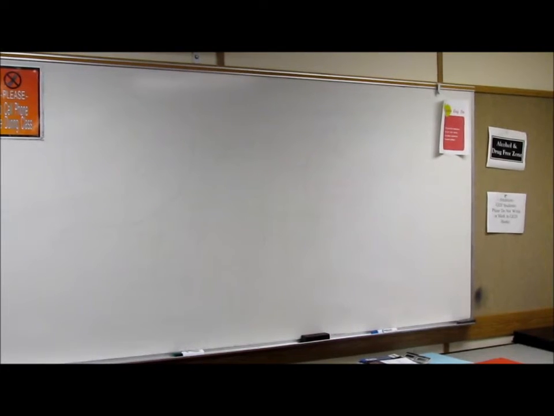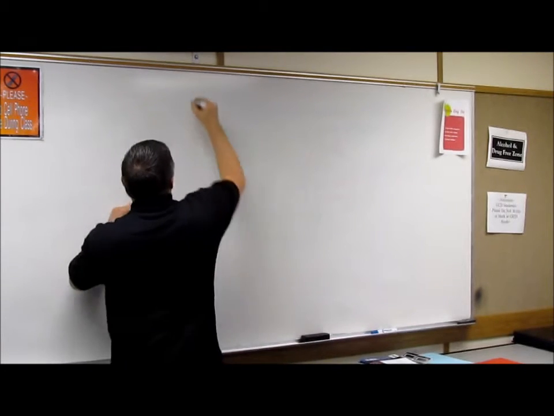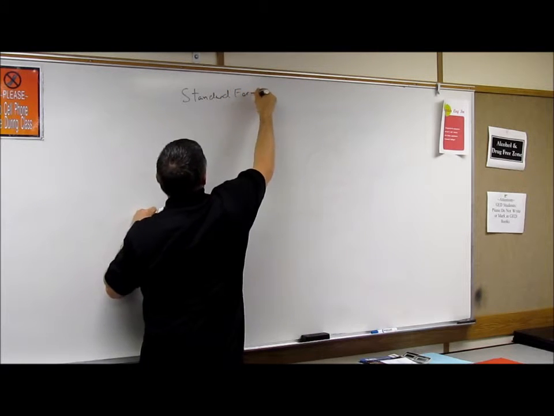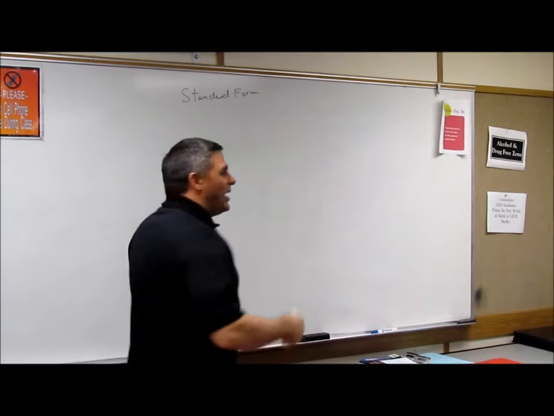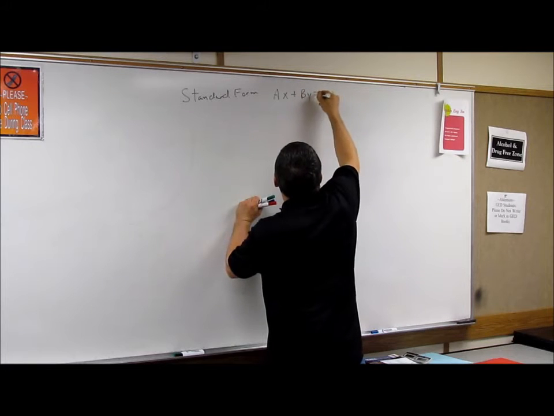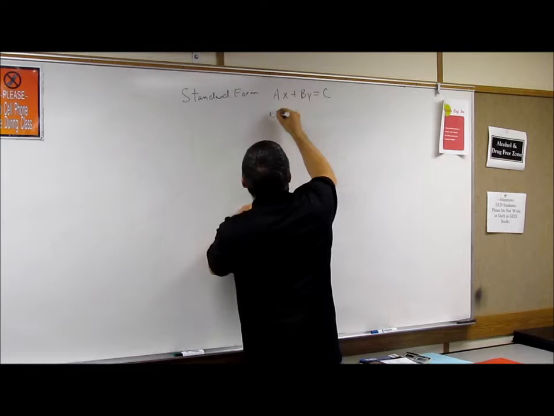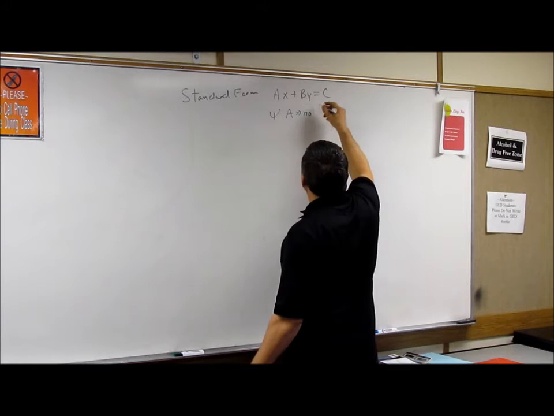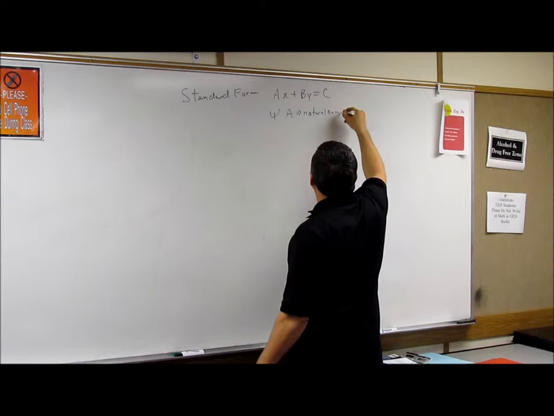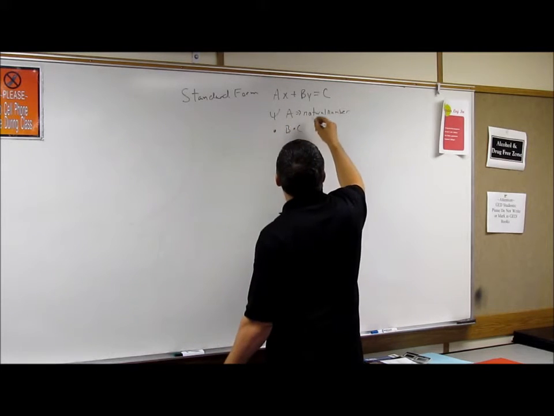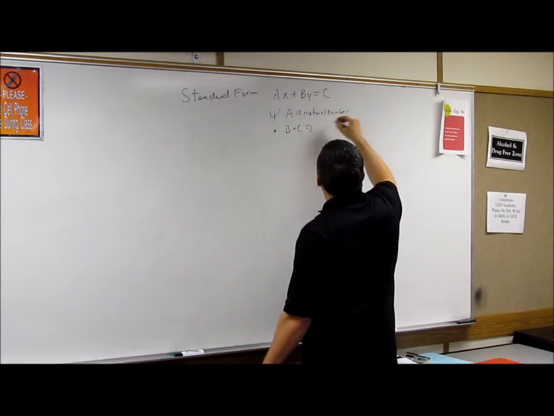Okay, so standard form. AX plus BY equals C, where A implies a natural number, and B and C imply integers.